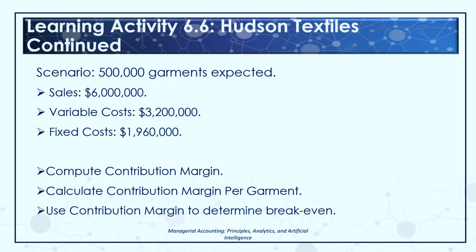Let's revisit the Hudson Textiles example and Learning Activity 6.6. Using the Hudson Textiles data, compute contribution margin, then compute the contribution margin per garment, then use contribution margin to compute break-even. This is often the easiest way to solve break-even problems. Pause here and work through the activity. Once you've finished, check your answers with the solutions provided in the back of Chapter 6.